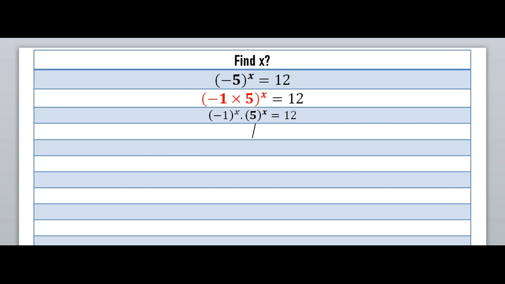Now, negative 1. What is negative 1? Negative 1 is going to be a complex number when it is raised to any number. So there we will use Euler's equation.